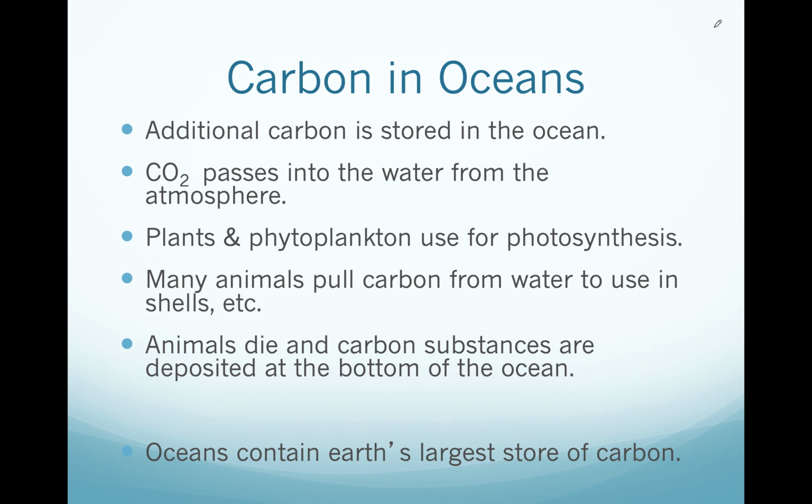Carbon in the oceans. Additional carbon is stored in the oceans. Carbon dioxide passes into the water from the atmosphere. Plants and phytoplankton use this carbon dioxide for photosynthesis. Many animals pull carbon from the water to use in their shells. Animals die and carbon substances are deposited at the bottom of the ocean. The oceans are Earth's largest carbon storage holders, also known as a carbon sink, which we will talk about a little bit more in the next video.